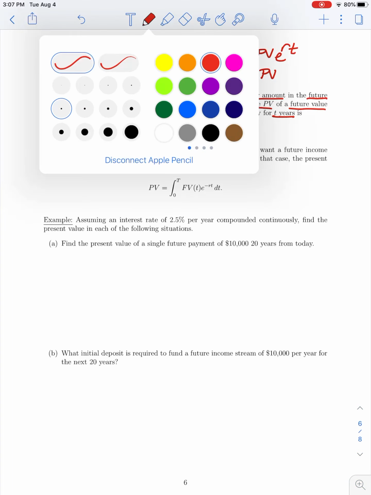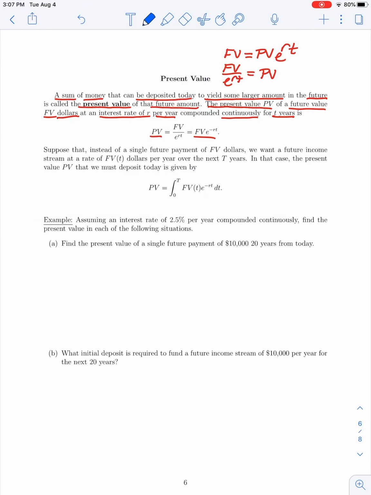Now let's change this problem slightly. Let's suppose that instead of a single future payment of FV dollars, we want a future income stream at a rate of FV of T dollars per year over the next T years. So instead of a single withdrawal at some future time, we're making a series of withdrawals to have some income stream which varies over time. So it's a function of time measured in dollars per year for a period of capital T years.